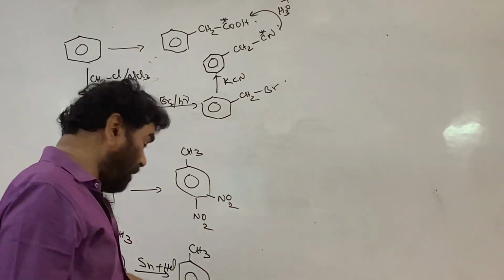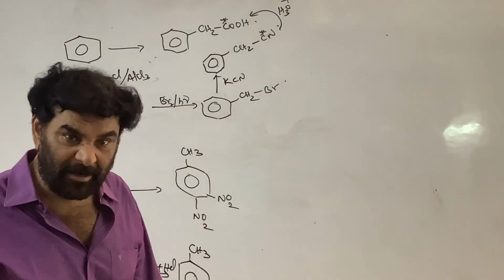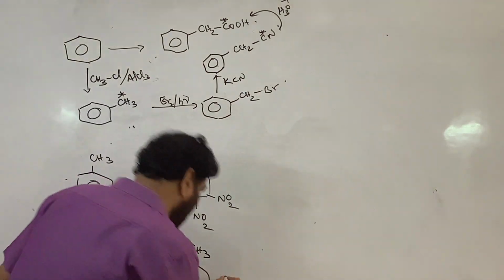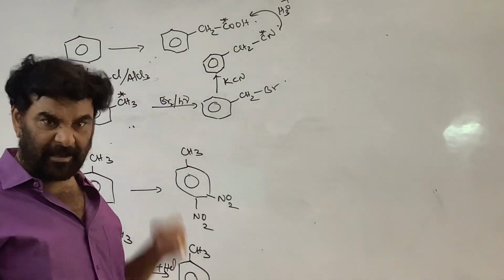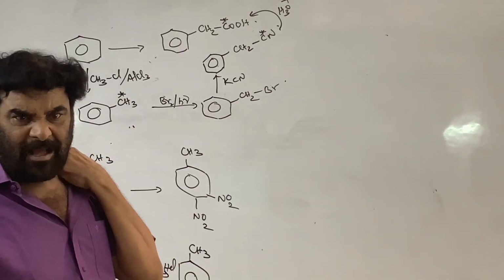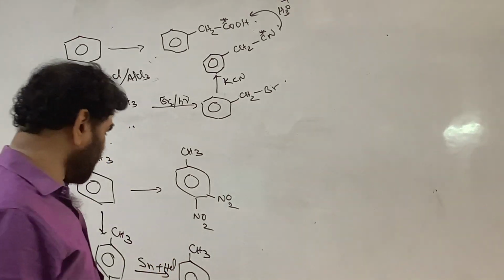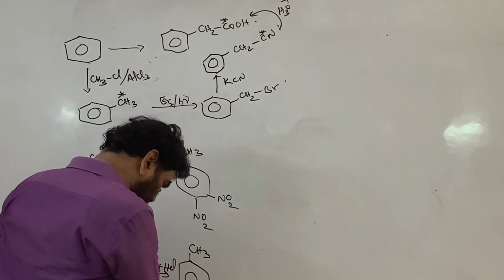But the problem is that oxidation takes place. Phenols and anilines are very sensitive to oxidation. The oxidizing agents cannot be used. What to do then? The NH2 group.